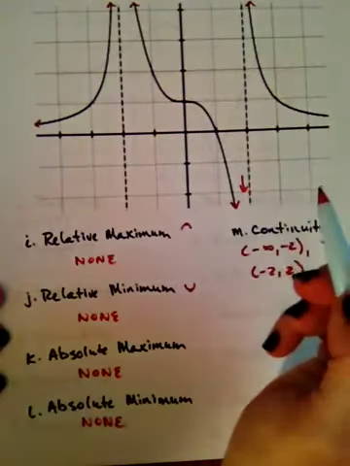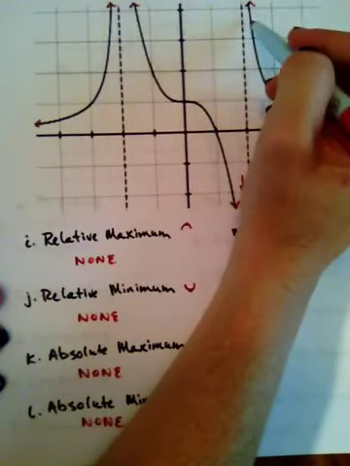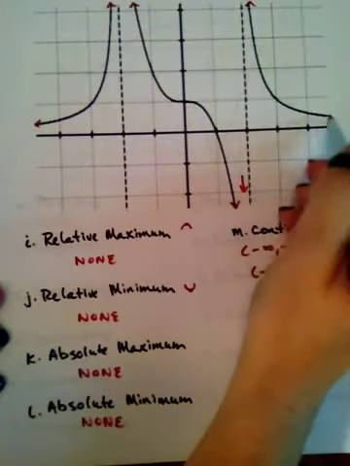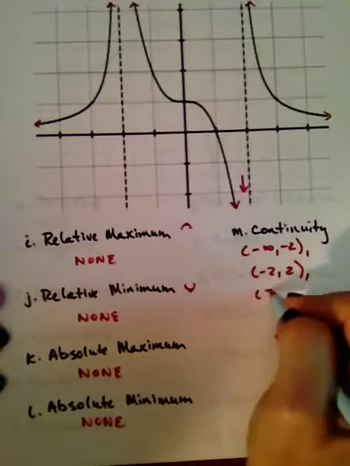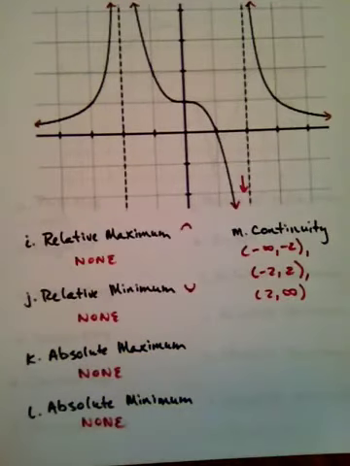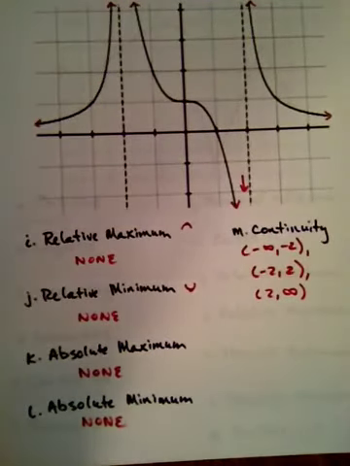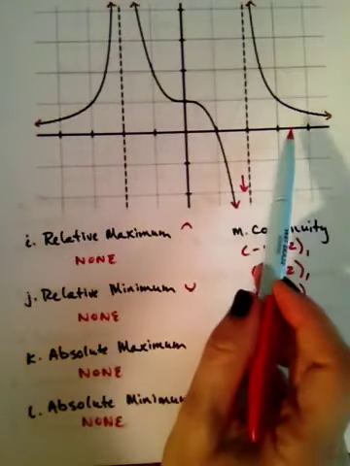I pick up my pen because of the asymptote. I'll put it back down right on the other side of the asymptote. So from 2, and then this graph goes to the right forever. So from 2 to infinity, it is continuous. So there are 3 intervals in which this graph is continuous: negative infinity to negative 2, negative 2 to 2, and 2 to infinity.